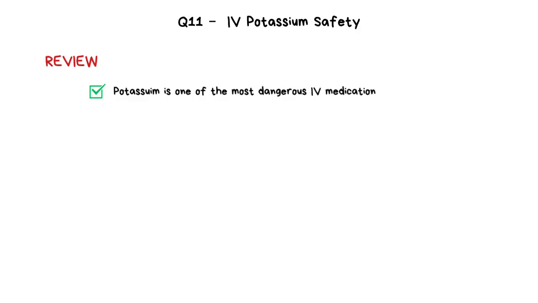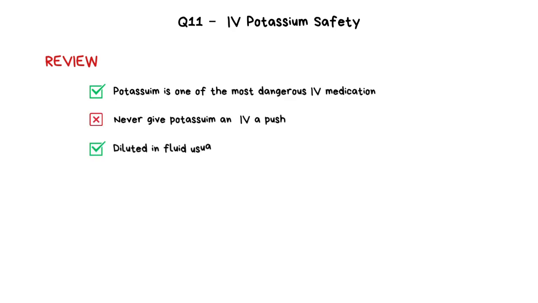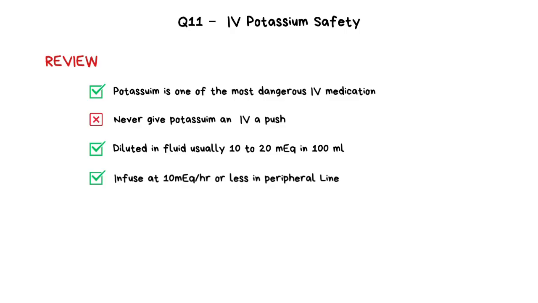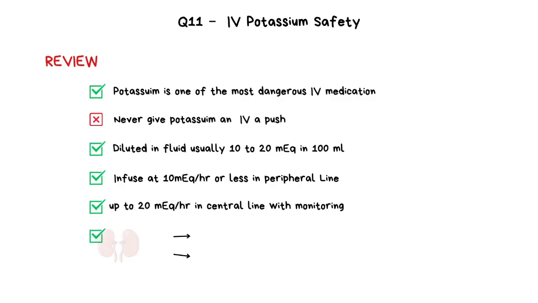Here are the safety numbers to remember. Never give potassium as IV push. Dilute it in fluid, usually 10 to 20 milliequivalents in 100 milliliters. Infuse at 10 milliequivalents per hour or less in a peripheral line, and up to 20 milliequivalents per hour in a central line with monitoring. Always check urine output and renal function before starting. If the kidneys can't excrete, the client can slip into dangerous hyperkalemia. These safety limits are must-know values for your exam.